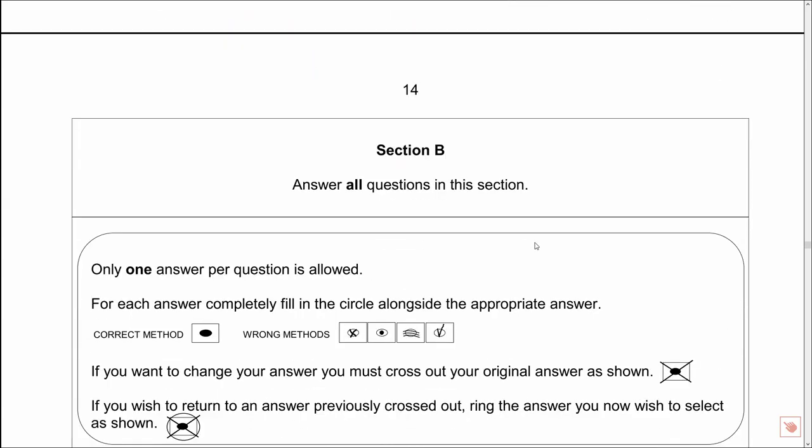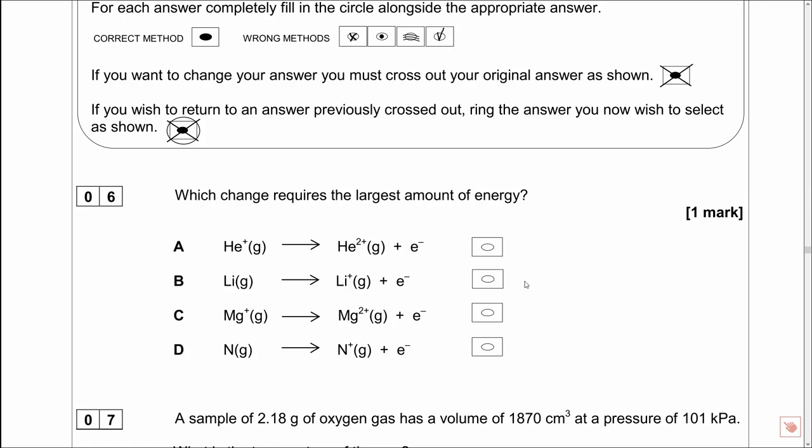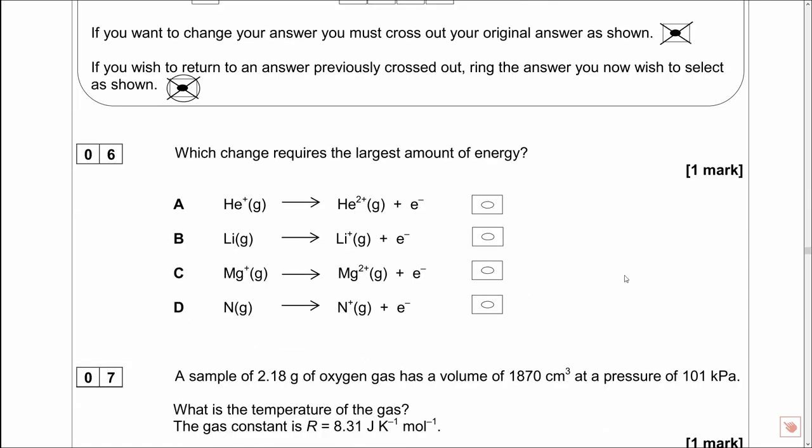We're now on to multiple choice. So section B, only one answer per question is allowed. Fill it in using the correct method. Okay, first one. At this point, we're roughly an hour, 55 minutes in. If you're working at the same speed that I have done, you'd have an hour on this last bit. Not certain you use that much time, but you want to get through that first bit in a reasonable time and leave yourself plenty of time for this last bit. Anyway, which change here requires the largest amount of energy?